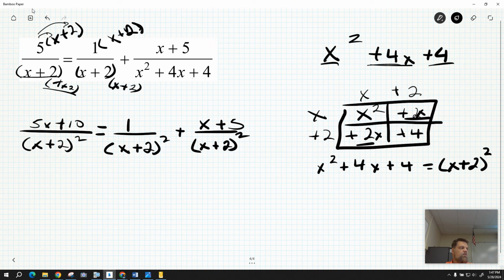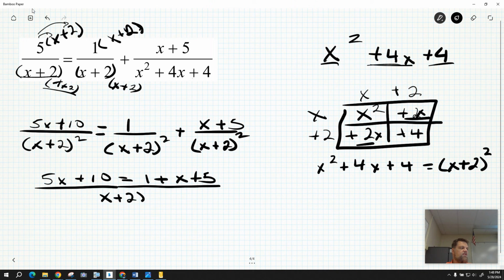Well, we could write this whole thing over, so really all we have to do is solve the numerator. So I'm going to say 5x plus 10 equals 1 plus x plus 5, and all of that stuff is going to end up going over x plus 2 squared, sort of. Okay, so we'll come back to that in a second because that's kind of important. So then this becomes x plus 6. This is 5x plus 10.